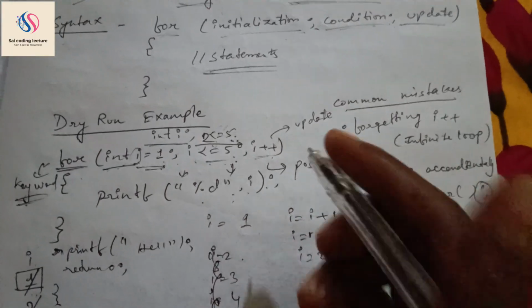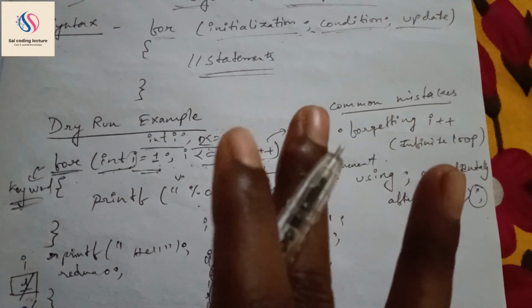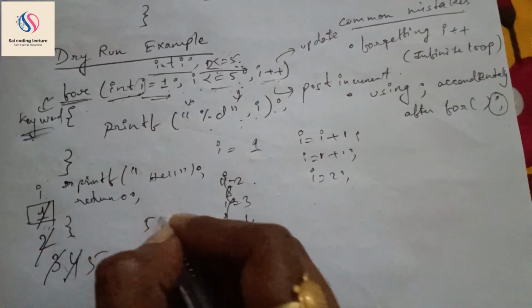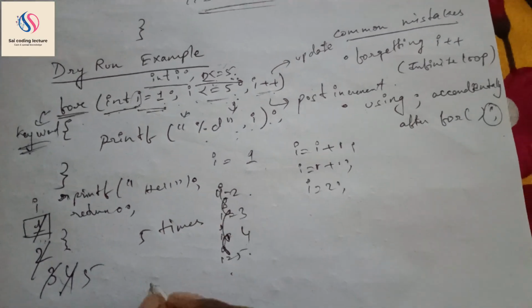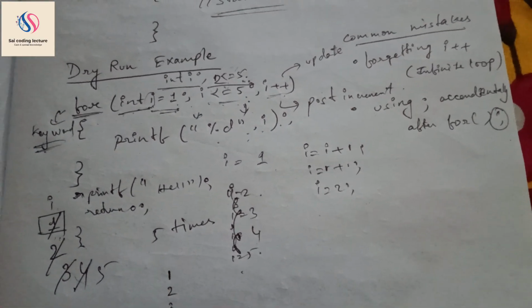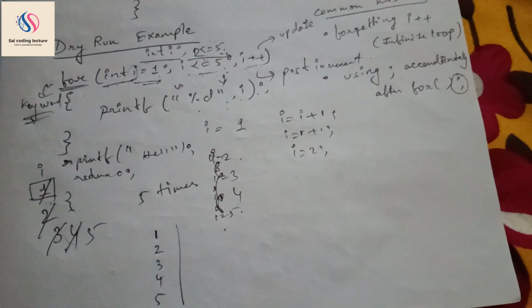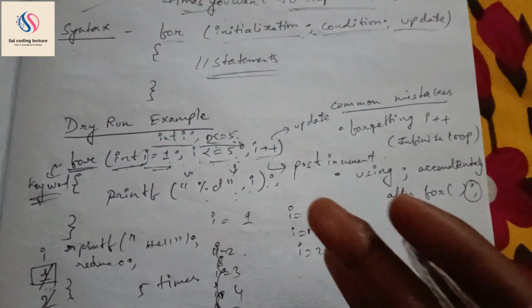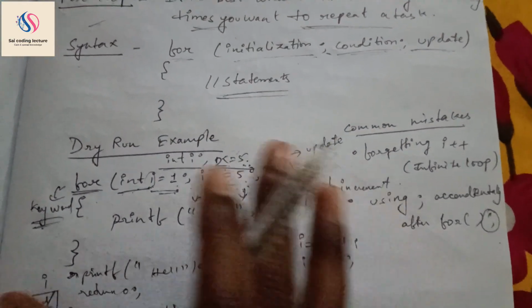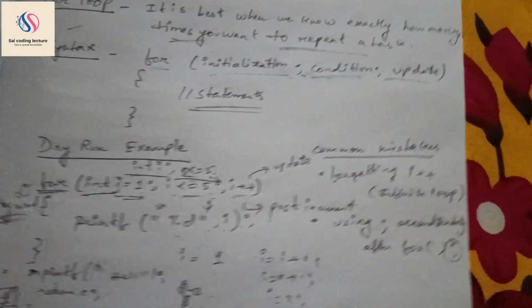This way, how many times will the loop work? It will work 5 times. And what will be printed on the screen? 1 2 3 4 5. These will be printed on the screen. You can check in your compiler or on your computer. You can run the program and get it clear. I hope you understood the dry run of it.